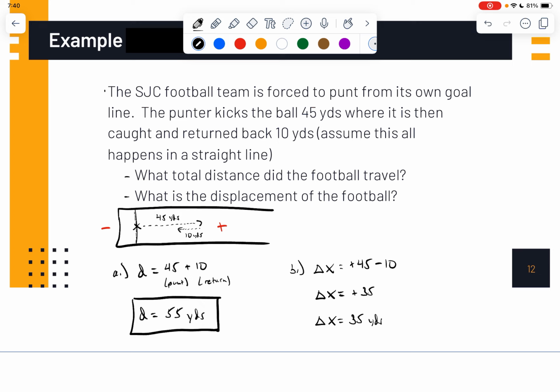And then we have a couple different ways that we can describe this. We can call it 35 yards going to the right. We could also describe this as 35 yards going upfield, or 35 yards in the positive direction. All of these would be valid ways of describing the direction of our motion.